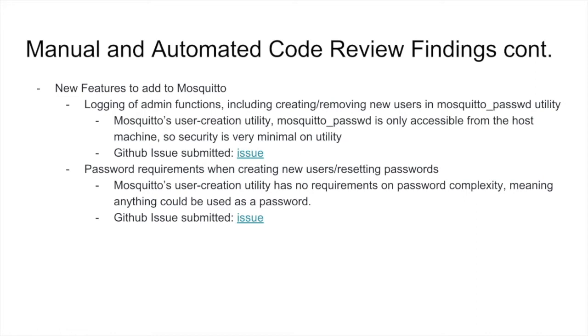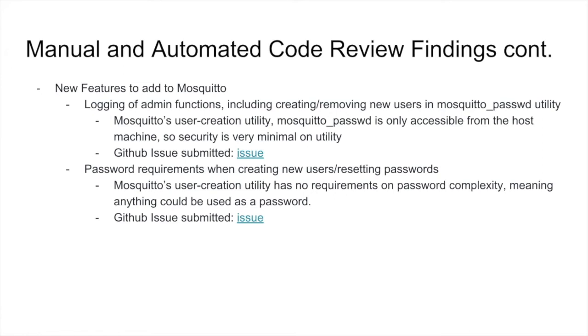Now, the tool itself is only accessible when you're logged in from the host machine. You can't access it from the MQTT publishes or subscriptions. So security is very minimal on the utility, which is why both of our issues had to do primarily with the utility. The issue that we submitted for this logging function was brought up and actually reviewed by the creator, Roger Light, and was found not to be needed, mainly because the Mosquitto password utility is simply just a utility to complete this issue.